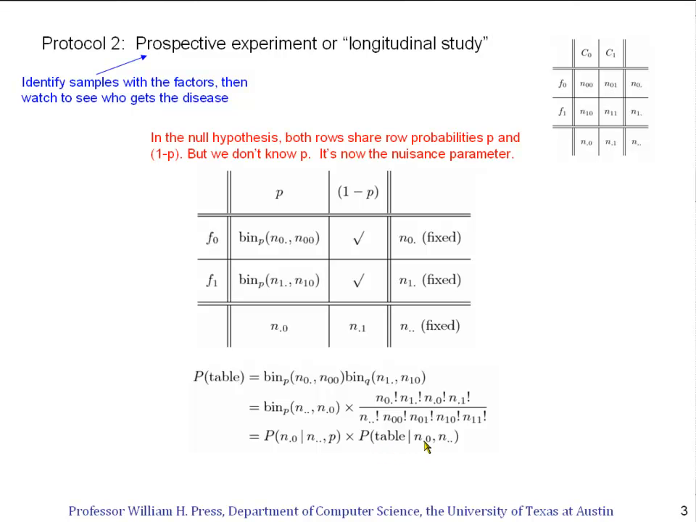It's the probability of the table if the marginals are fixed. But now this is something a little bit different, because this is a binomial probability depending on the nuisance parameter p, and giving the probability of having seen a particular column marginal n dot 0, which you see is the one down here.